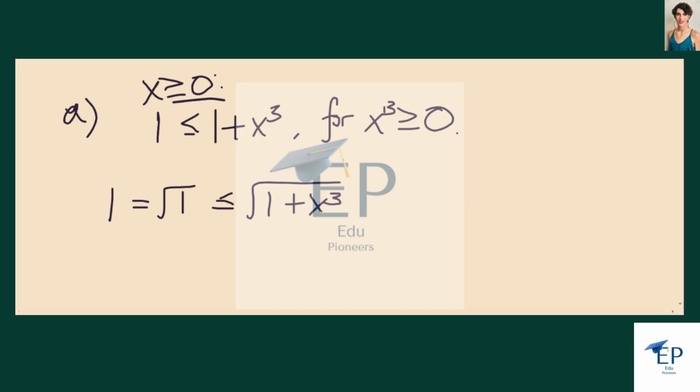Since 1 plus x cubed is greater than or equal to 1, it follows that the square root of 1 plus x cubed is greater than or equal to 1.